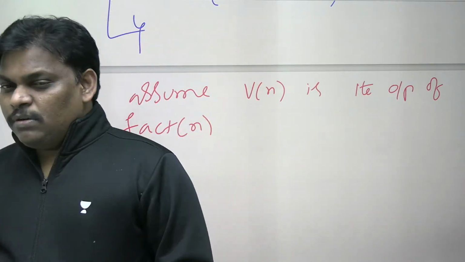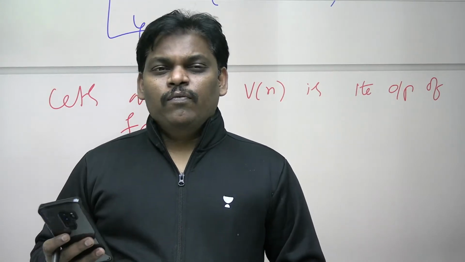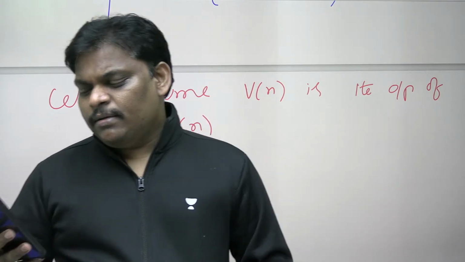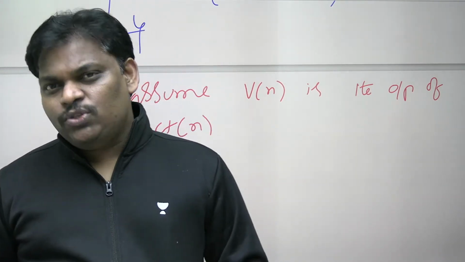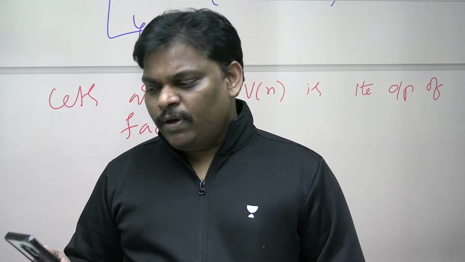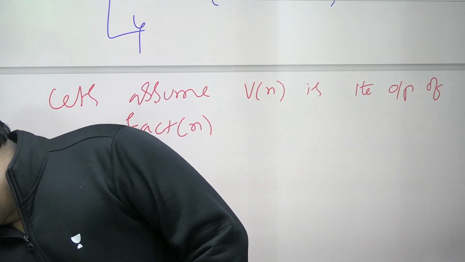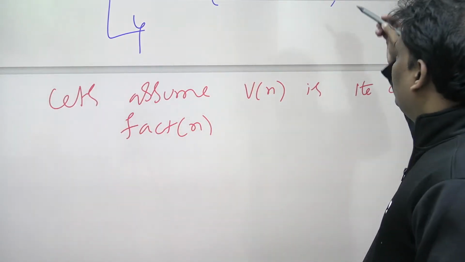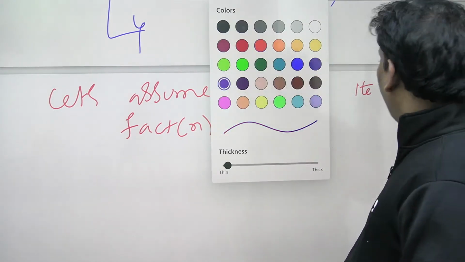Fact of n value is, if at all, V of n. Fact of n minus 1 value is V of n minus 1 exactly. If you assume fact of n value is V of n, then fact of n minus 1 value is V of n minus 1. Everyone knows this? Anjali, you are absolutely correct. Now see what I'm doing. Everyone has to listen.